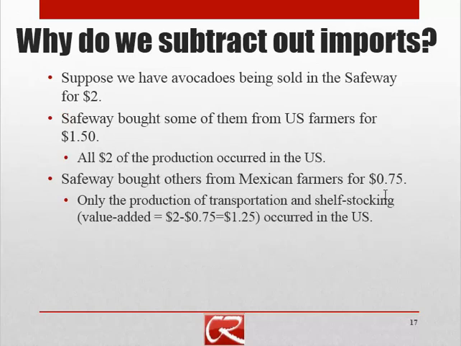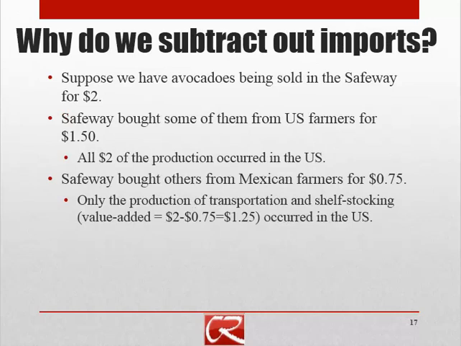So, on the other hand, some of the other avocados Safeway bought from Mexican farmers for 75 cents, and so in this case, 75 cents of the economic activity occurred in Mexico and isn't part of U.S. GDP, and then the markup between the 75 cents and the $2 is economic activity that did occur in the U.S., whether transportation or retailing or who knows what else out there.